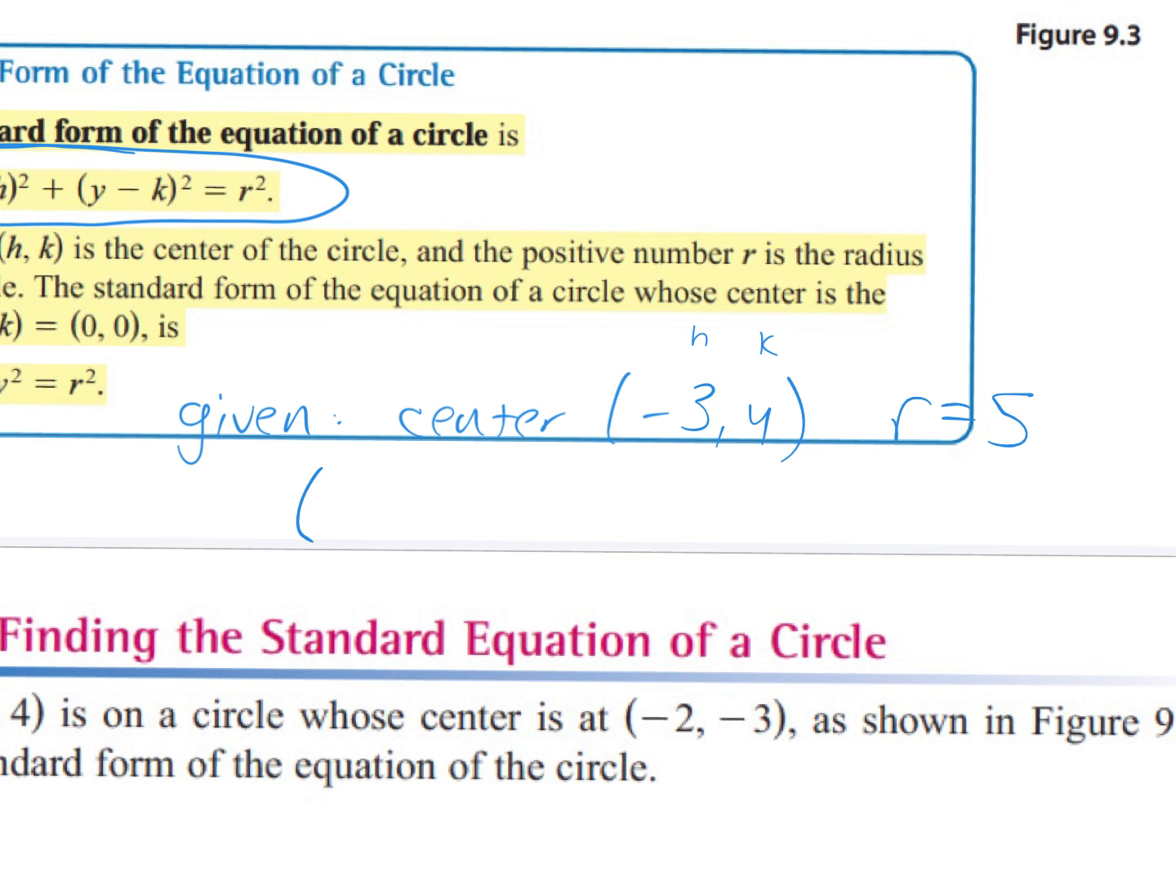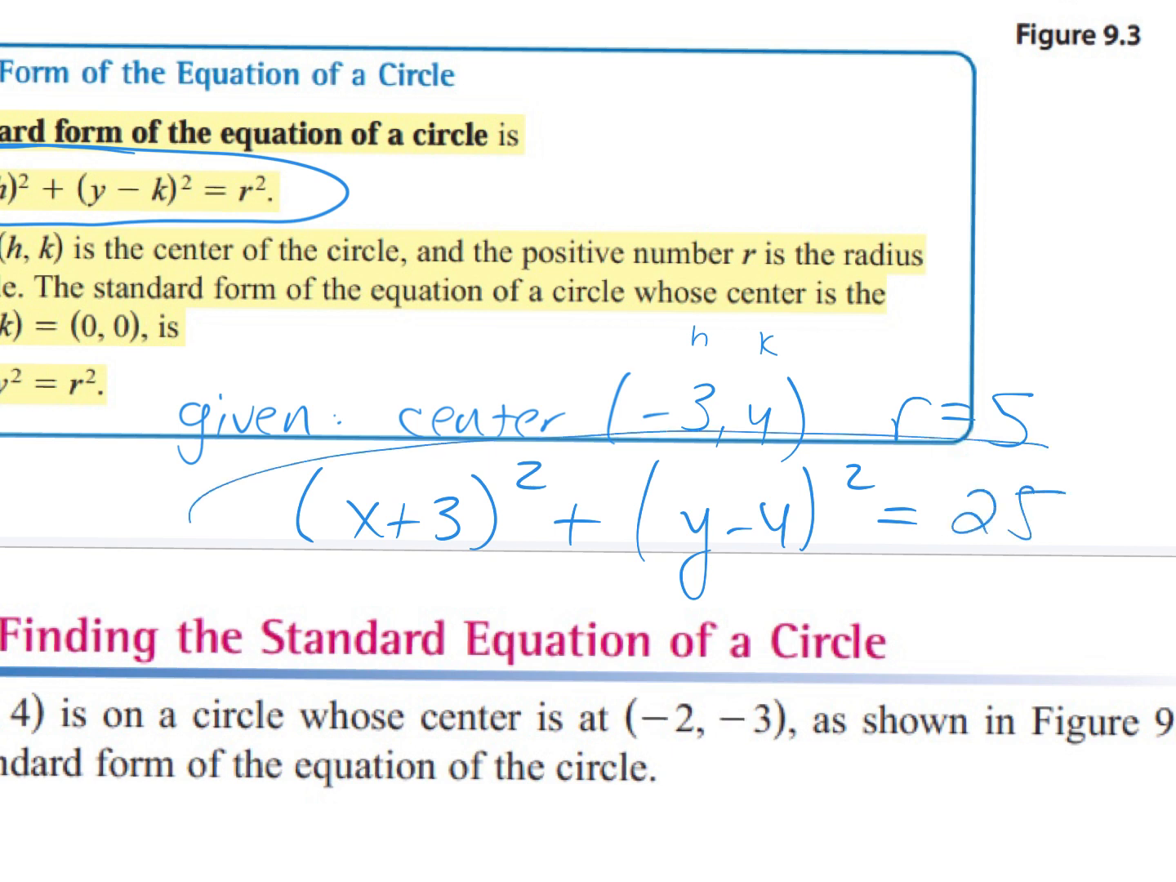Why is it +3? Because it's minus a negative. Look at inside the formula, it's a minus. So minus a negative, this would be x plus 3 squared plus what? Y minus 4 squared equals what? 5 squared, which is 25. Okay, super simple. You guys can all handle that.